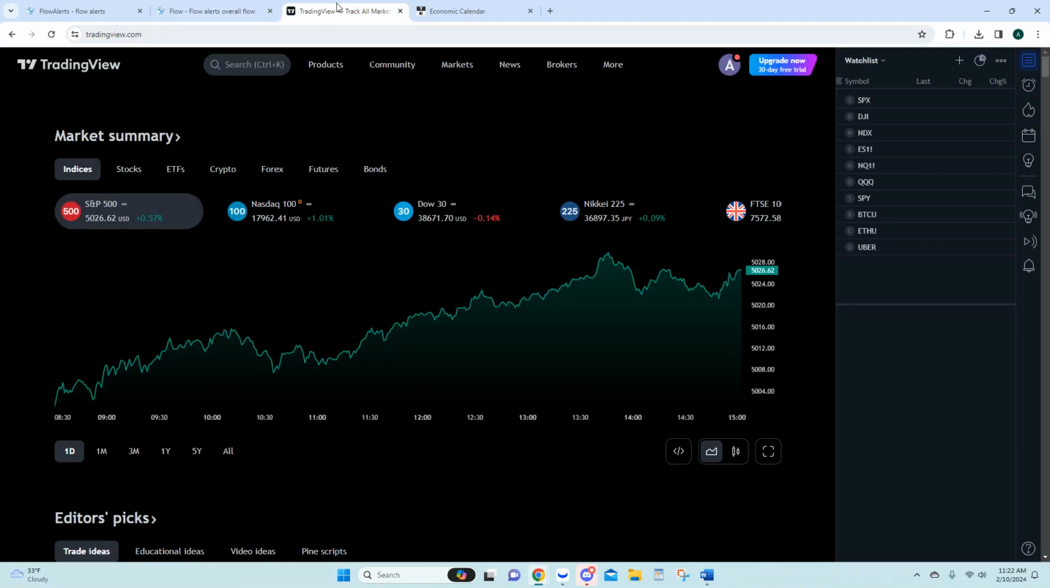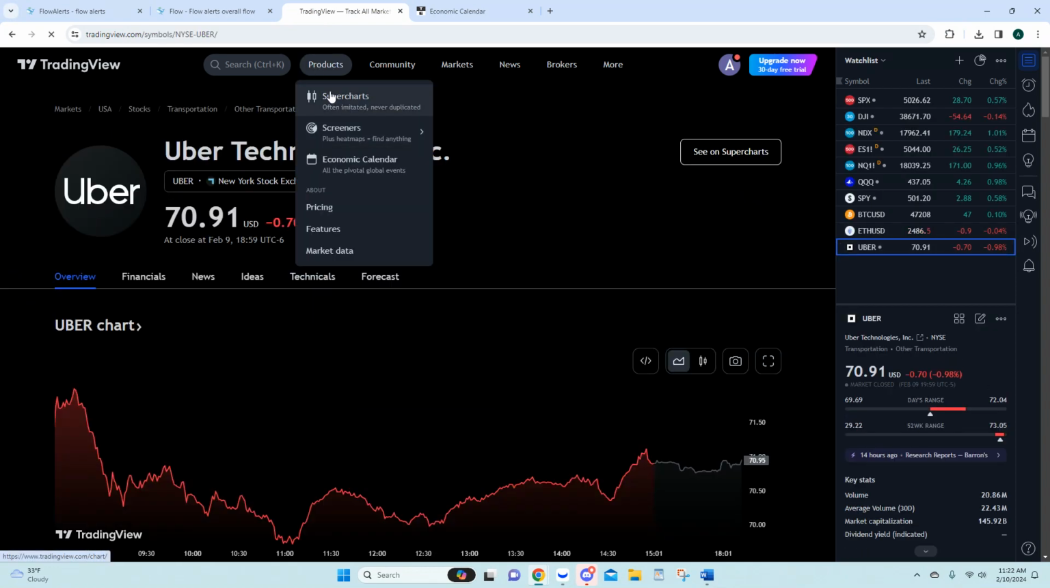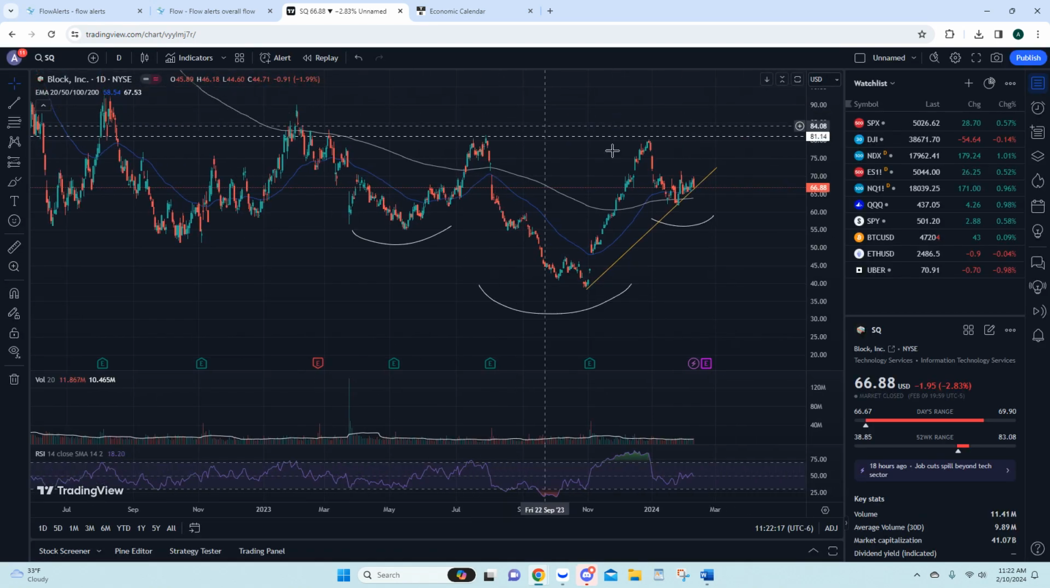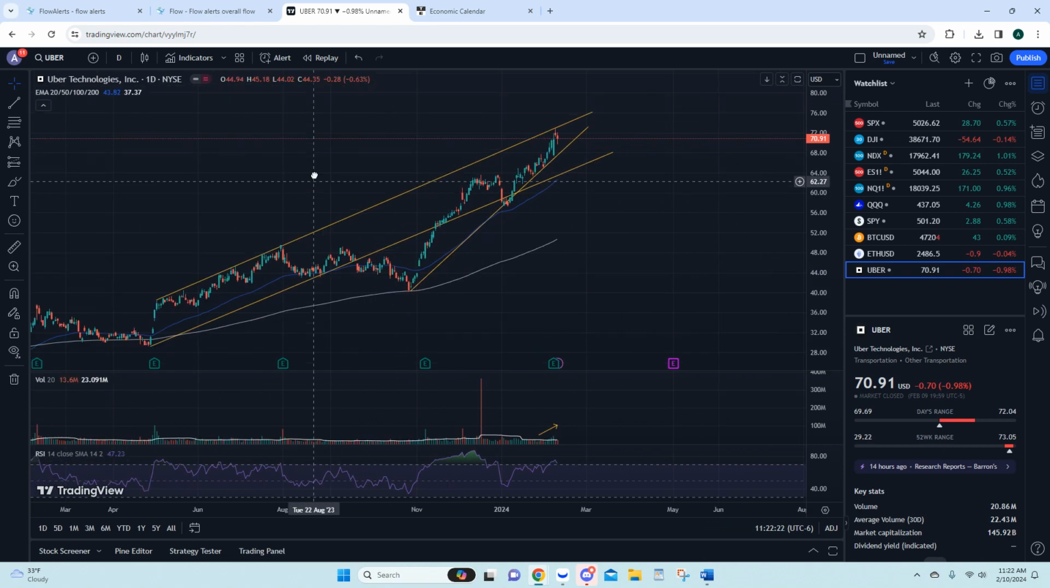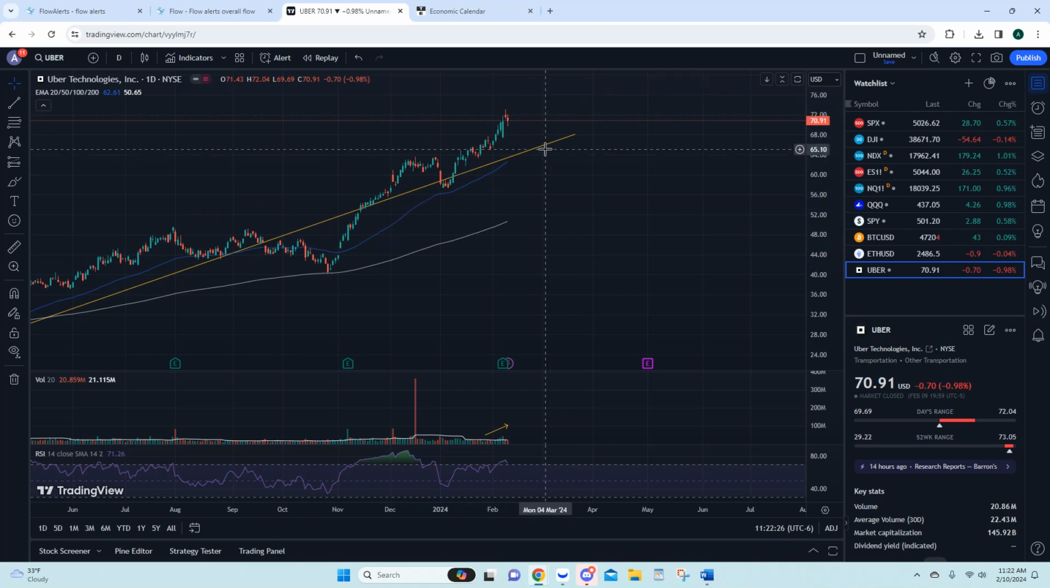Now let's look at the chart here. So that's one thing I like to do. I always like to check the flow first and then pull it over to the charts and match it up with the charts. So here is our Uber chart. And I'll show everybody how I drew this out here. I'm going to delete these out.